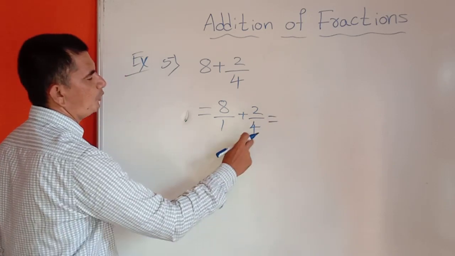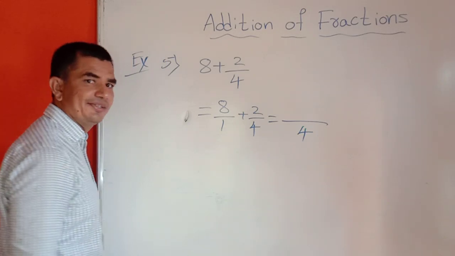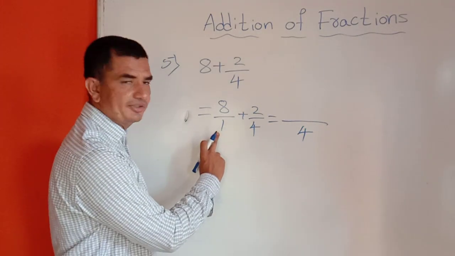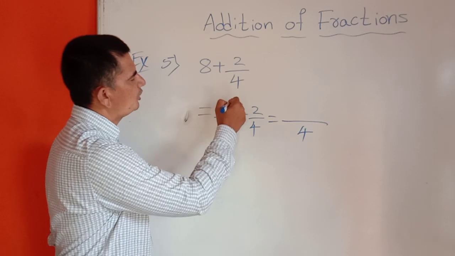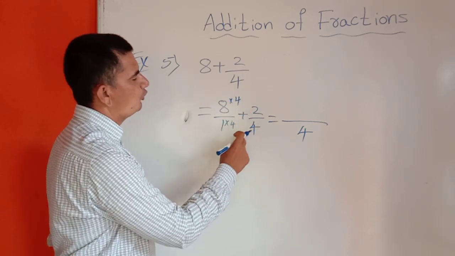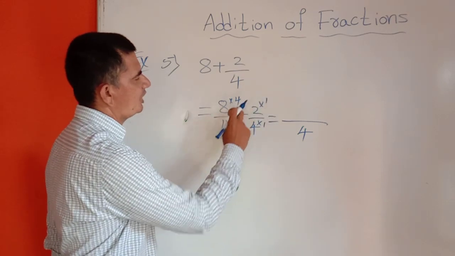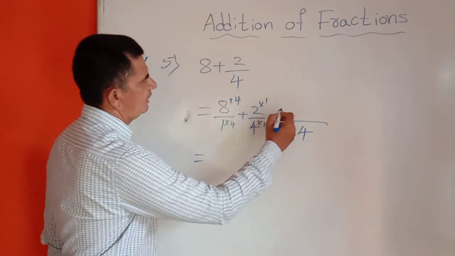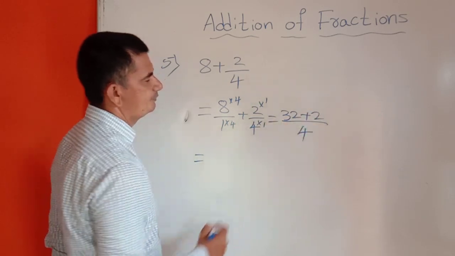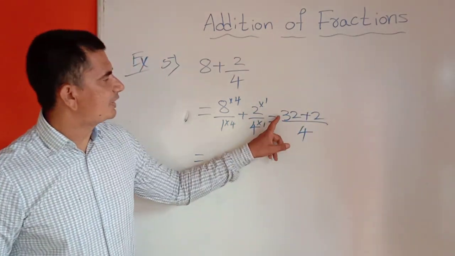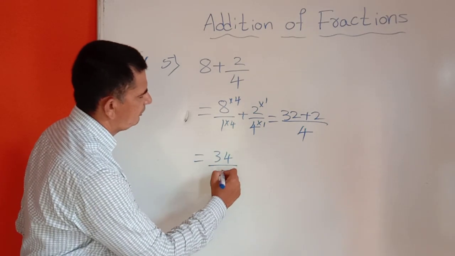Now here we have to find out the LCM of 1 and 4. You will get 4 here as LCM. Now 1 how much is 4? 1 4 is 4. The same number you have to write here. Here 4 how much is 4? 4 1s are 4. Same number you have to write here. Now 8 4s are 32 plus 2 1s are 2. Okay friends, now 32 plus 2 becomes 34 by 4.